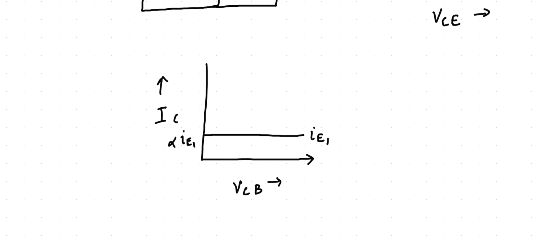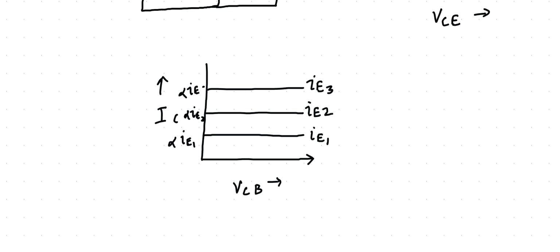Then you multiply it with alpha, which was your common base current gain, and then you will get the IC value. Similarly, for another value, if I take this as IE2, then I will get alpha times IE2. Similarly, for another value IE3, you get alpha times IE3.